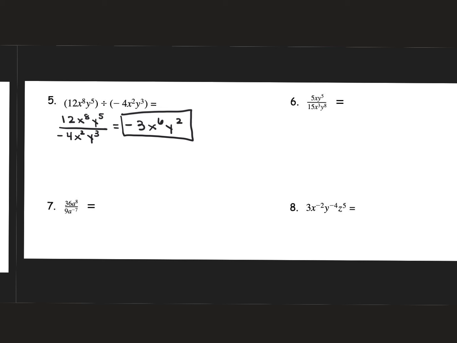All right. Now let's look at number 6. So I have 5x y to the 5th divided by 15 x cubed y to the 8th. So I have 5 as my coefficient in my numerator and 15 as my coefficient in my denominator. So looking here, I know that 15 and 5 are both divisible by 5. 5 divided by 5 is 1. 15 divided by 5 is 3.